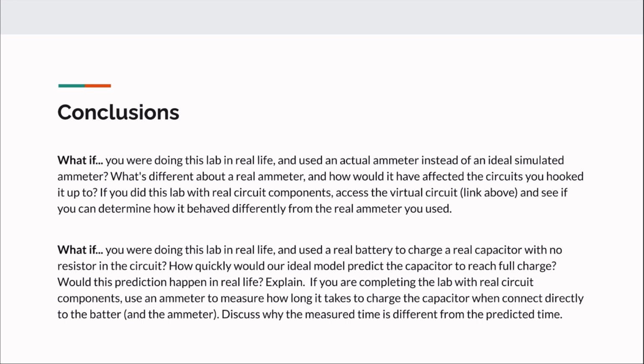So to conclude, we need to answer the what if questions. For the first what if question, we know that in real life, an ammeter has a small amount of resistance, while in the virtual model, we assumed that it had no resistance. So in real life, the current readings on the circuit would be slightly lower. For the second what if question, in the simulation, the capacitor charged immediately because of the assumption that we had no resistance throughout the circuit. But in real life, the objects that make up the circuit have some small values of resistance, so the capacitor wouldn't charge immediately.